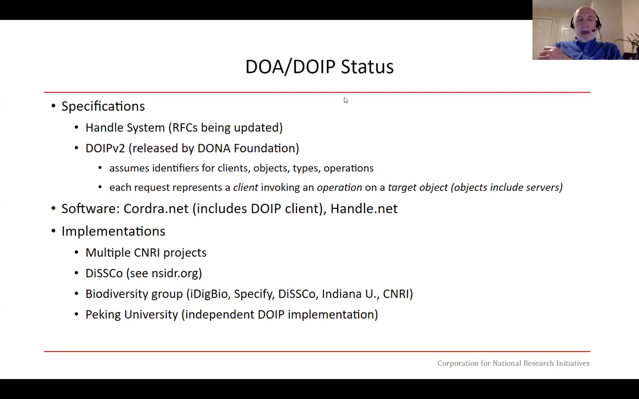There's available software, Cordra.net, which includes a DOIP client, and there's the handle.net software, of course. Implementations, well, we built some of this software, so we're using it. DISCO, the large EU biodiversity project, is employing DOIP and these identifiers in natural sciences identifier registry and cider.org. There's a biodiversity group which is looking at this: iDigBio, Specify, again DISCO, Indiana University, and CNRI. And then Peking University, I'm very happy about this. They're doing an independent DOIP implementation, so there'll be 2 implementations to that same spec.